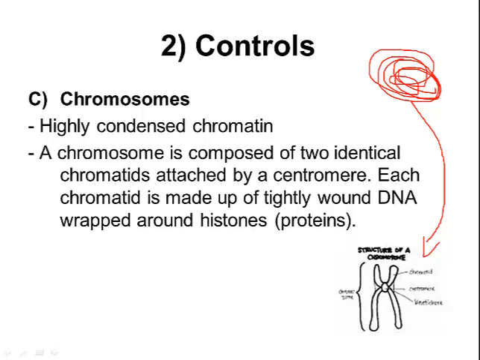So a chromosome is actually composed of two identical chromatids. It's got these two arms on them that are attached to each other in the middle. Okay, and basically what you have is your DNA that was all loose like this is now tightly wrapped around some proteins, and it makes this really tight structure. This is actually going to be useful when the cell divides.